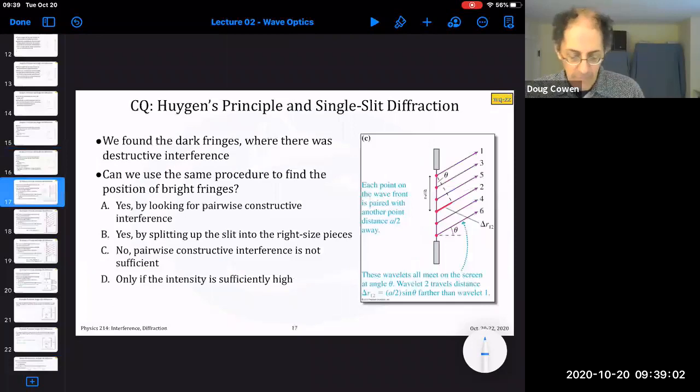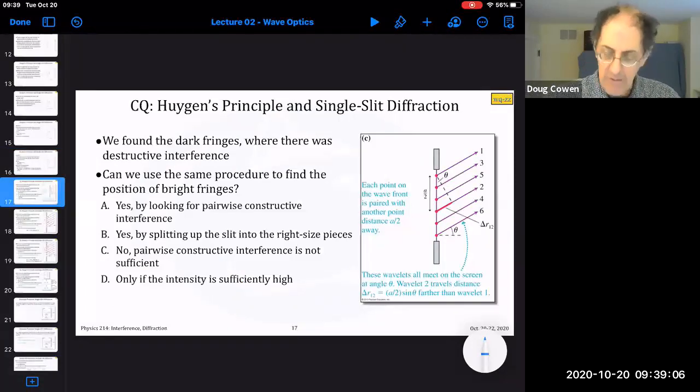Okay. So let me give you this concept question here on single slit diffraction. The question is, we found the dark fringes by doing the procedure previously wherever there was destructive interference. Can we use a similar procedure to find the position of bright fringes?